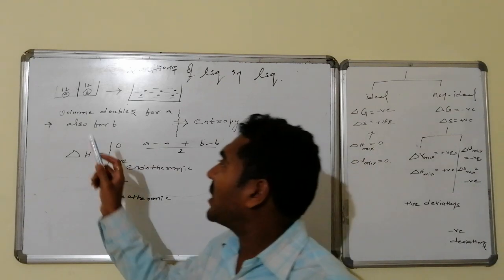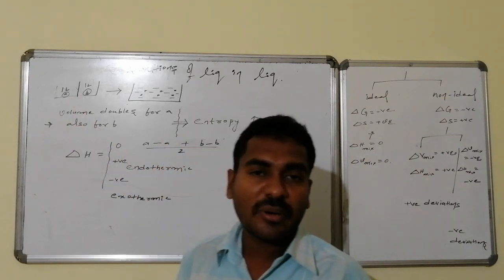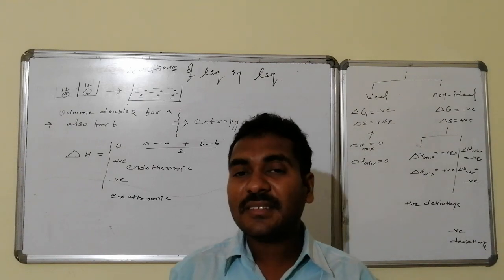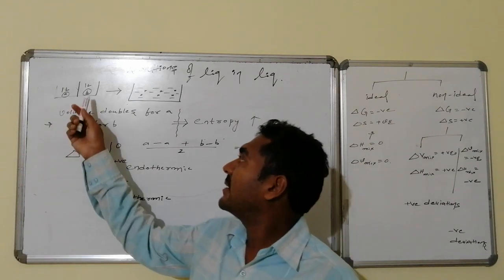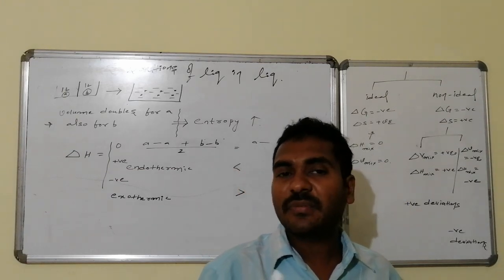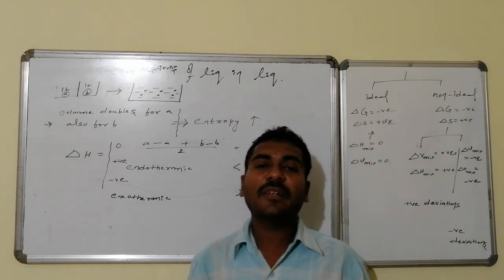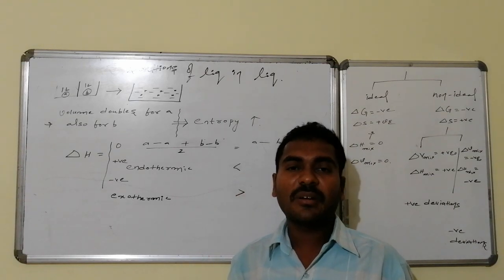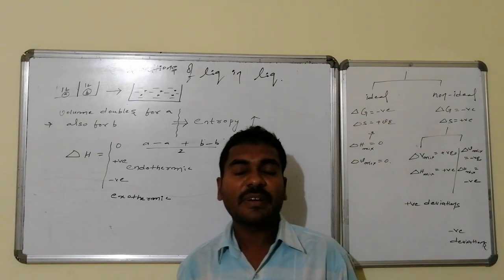Till now, the volume occupied by component A was just 1 liter. Now the volume occupied is 2 liters. Similarly for B, before mixing the volume is 1 liter, but after mixing the volume became 2 liters. Therefore V2 by V1 doubles, V2 by V1 increases.